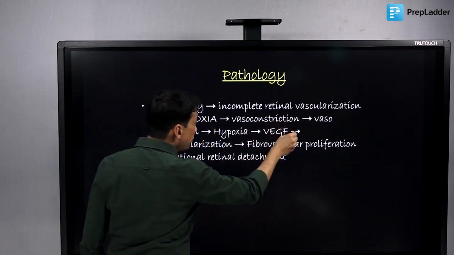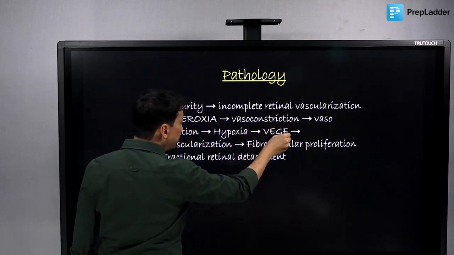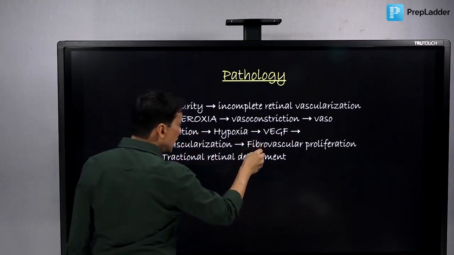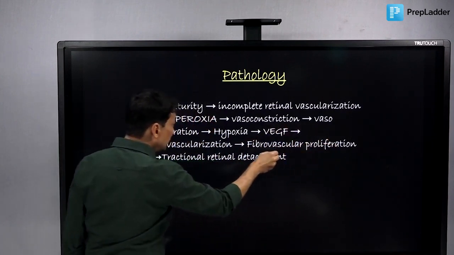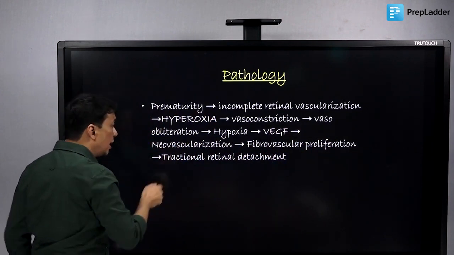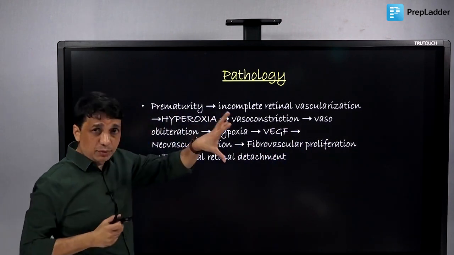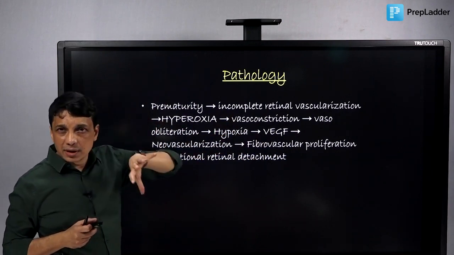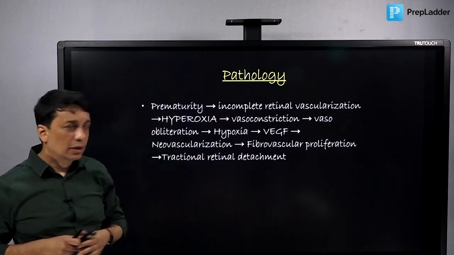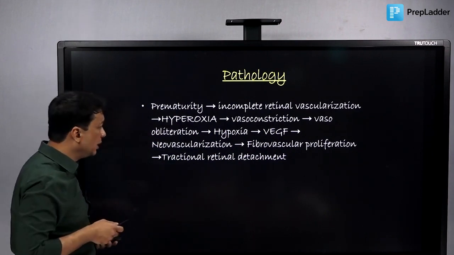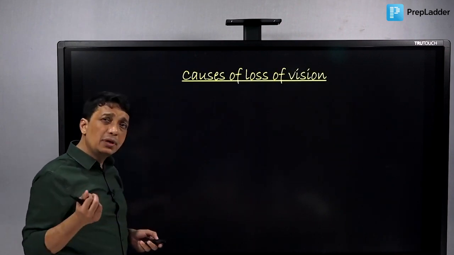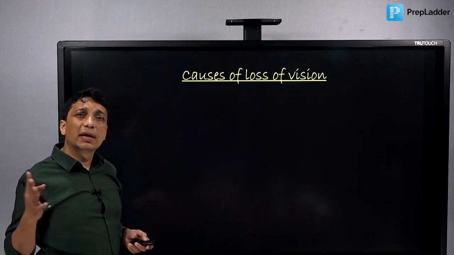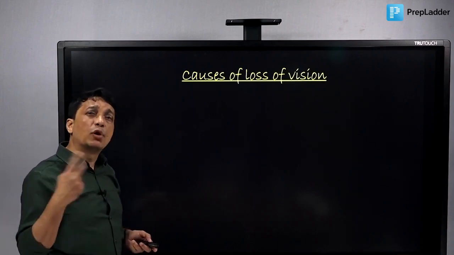Hypoxia leads to VEGF formation, vascular endothelial growth factor, which causes neovascularization, as these new blood vessels have fibrovascular proliferation, and this leads to tractional retinal detachment. As the blood vessels proliferate, they pull the retina off, and the child develops a tractional retinal detachment. So this is the basic pathology of ROP, that the child loses vision, remember, not because of ROP, but because of tractional retinal detachment, which is the major cause of loss of vision.